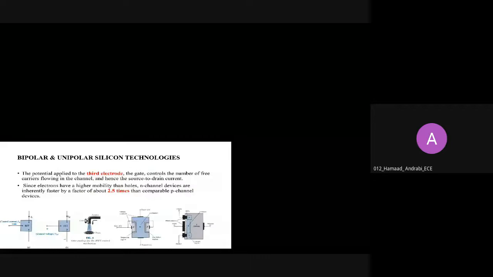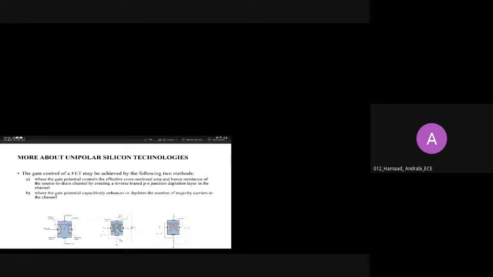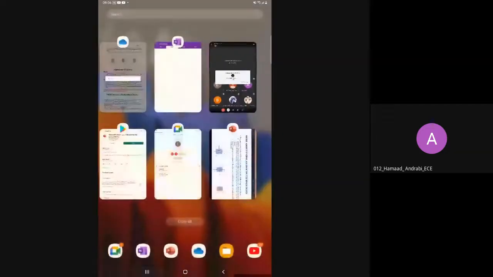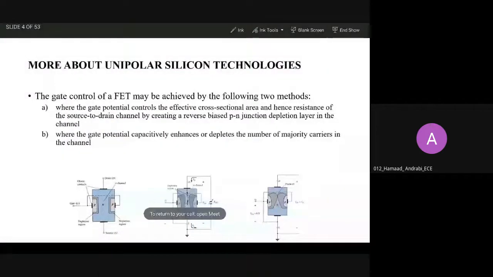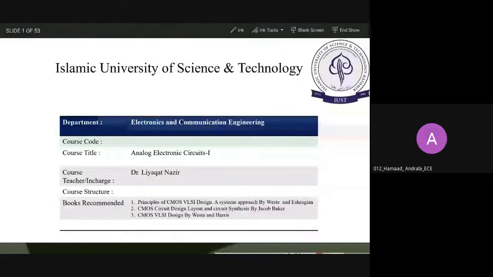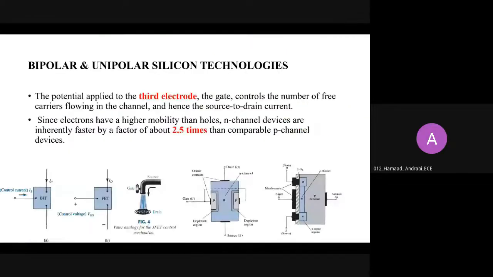And if the current is due to holes, then these devices are known as P-channel devices. Sir, the screen is appearing very small. Okay, I'll adjust this. Yes, yes, wait a minute, son. Is it fine now? Yes sir, it's fine.